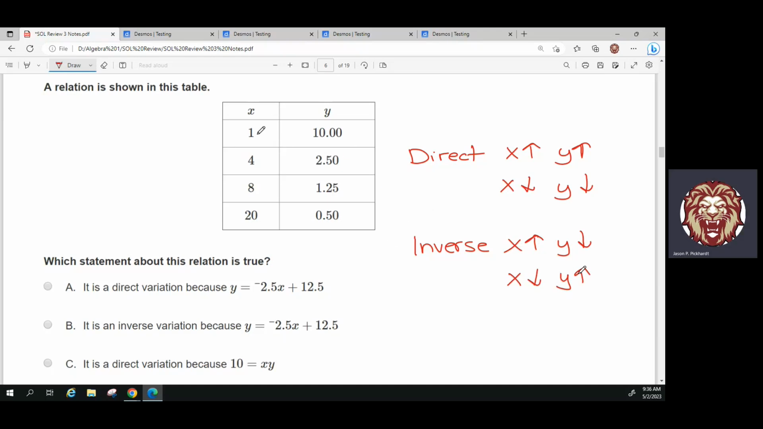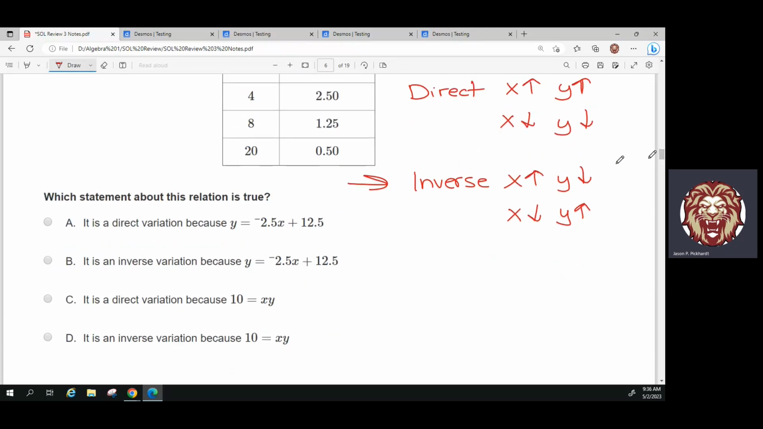So if I look at this table and I go from top to bottom from 1 to 20, my x values are going down. When I look at my y values from top to bottom, my x values are also going down. And I'm going to go back, and hopefully you said, Mr. Pickard, you're crazy, my x values were going up. Sorry if I confused you. 1 to 20 means my x values are getting bigger. I'm sorry, 10 to 0.5 means my y values are going down. And so that means this is an inverse variation.